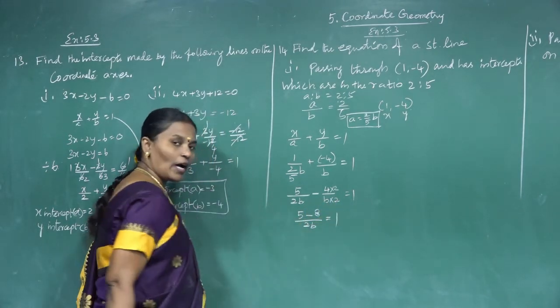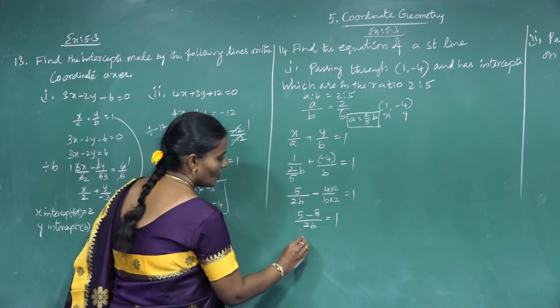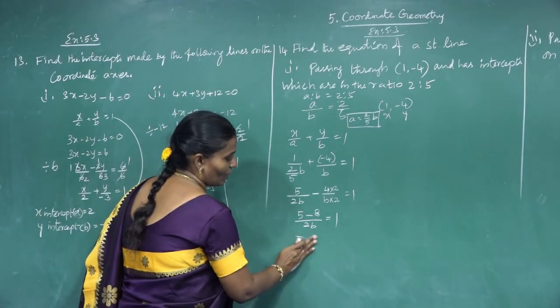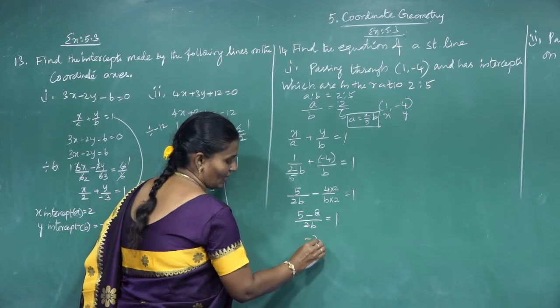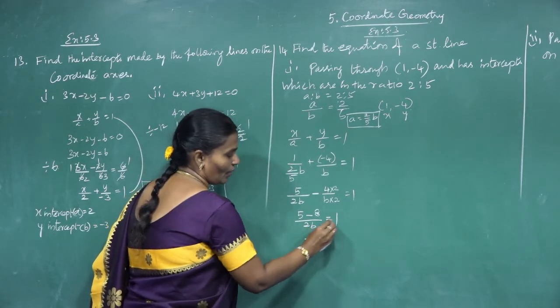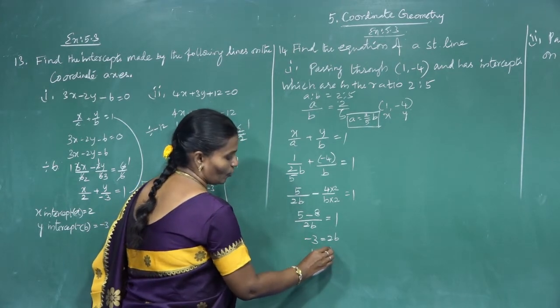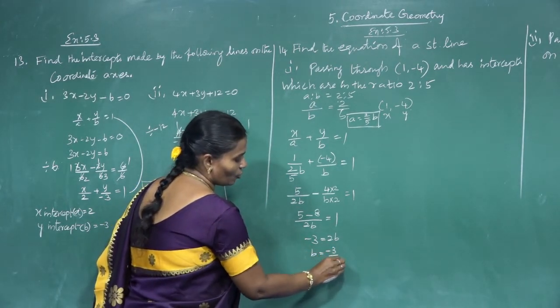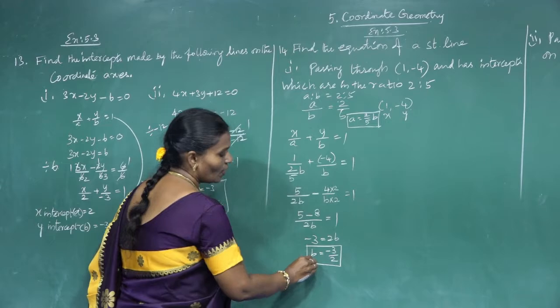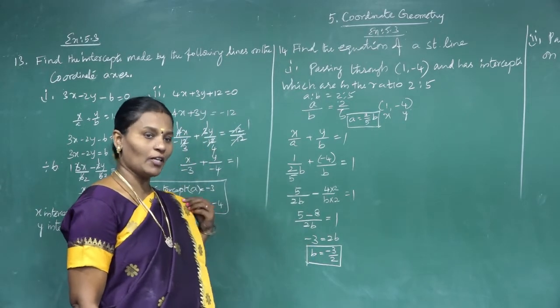This is equal to 1. Okay? So 5 minus 8. What is 5 minus 8? Minus 3. Minus 3 is equal to 2b into 1. 2b. Okay? So b is equal to minus 3 by 2. What is b value? B is minus 3 by 2.